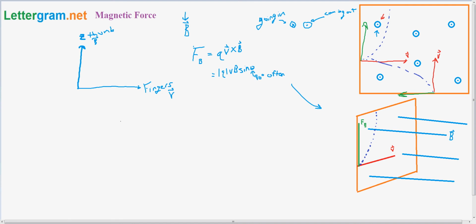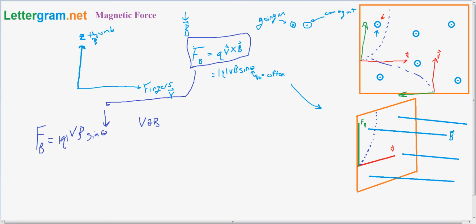Just remember, FB is equal to QVB sine theta. And the theta is the angle between V and B. So find the angle between those two and you'll get that theta. You can also use a cross product, though I get the feeling a lot of you looking at this video don't know what the cross product is. That's okay. Essentially, it just turns into this, unless you're talking about vectors. But whatever, most classes don't deal with that.